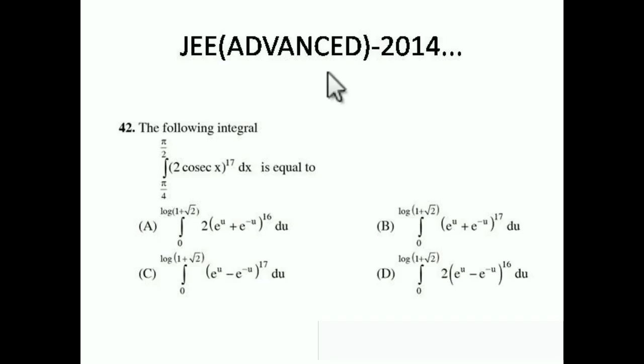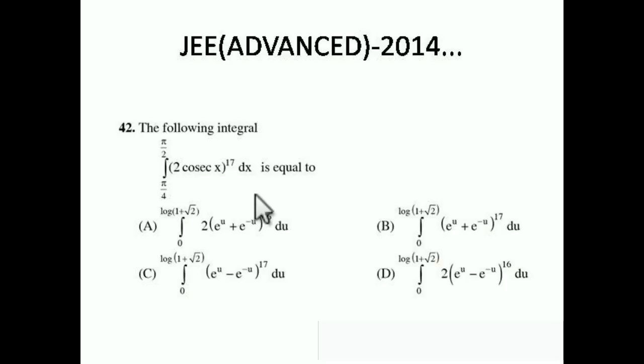This is also from JEE Advanced and this is a pure integration question. So what we have, pi by 4 to pi by 2 cosec x raised to 17 dx is equal to what? Now see, in the answer we don't have any value, we have the integration itself. So we have to compare this integration, that which two are the same.